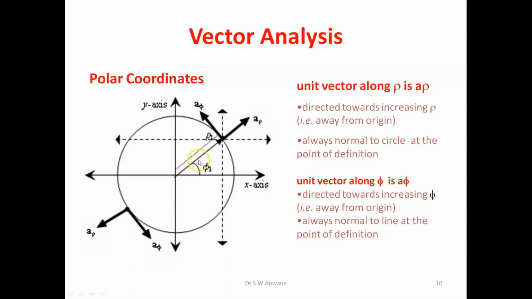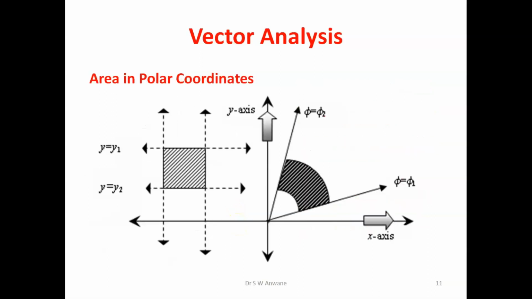So phi equal to constant is this line, and a phi cap is normal to that. So it forms an orthogonal system. Now you can define an area by two pairs of lines. Say this is x equal to x1, x equal to x2, y equal to y1, y equal to y2. So that will have an overlapping common area, as shaded in this diagram.